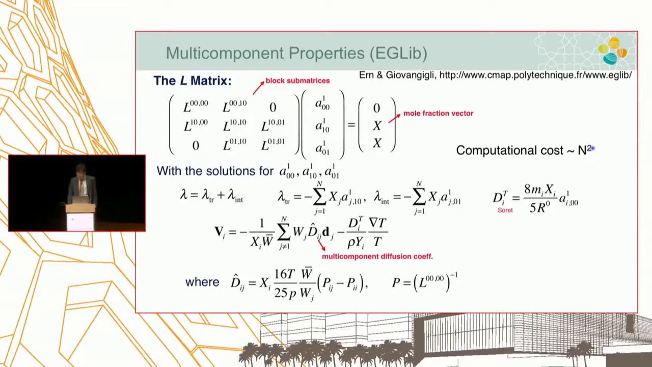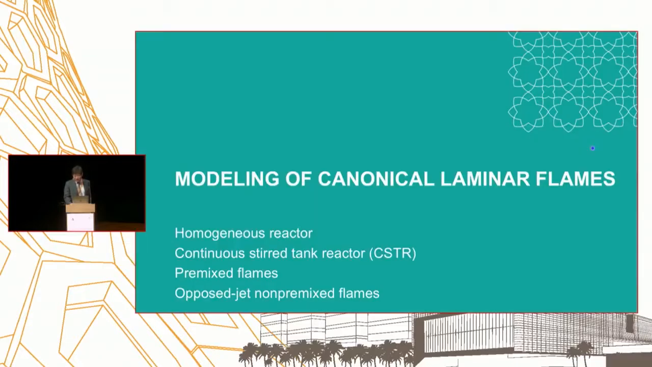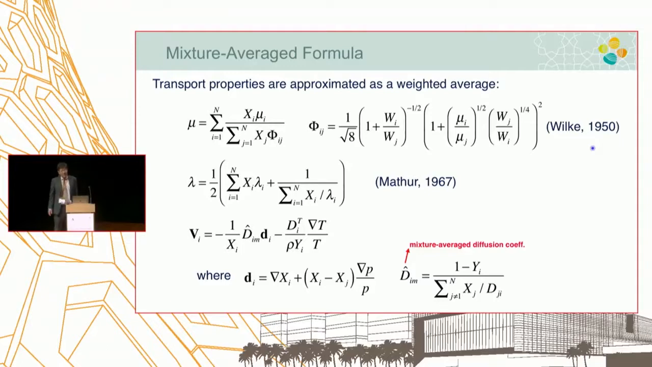So, which is why the great majority of modern DNS and LES codes that deal with detailed species are not using this type of multi-component formula, named the multi-component property formula, but instead a much simpler mixture-average formula, which is a kind of weighted average of individual species transport terms, including the diffusion velocity, done by this explicit expression instead of inverting the matrices.